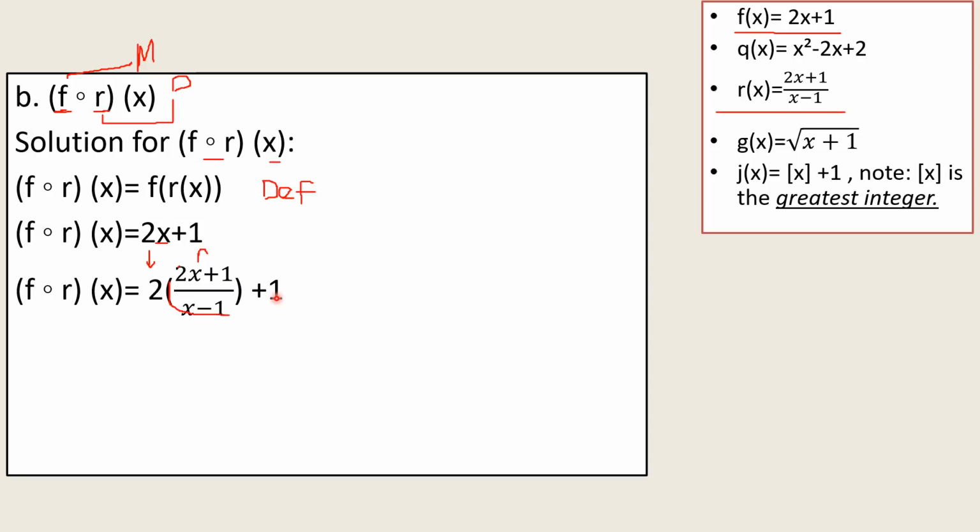Next, after we insert f and r, the next step is simplification. So we multiply 2 into the numerator. That would be the next process. So the composition of functions f and r of x is equal to 2 times the quantity 2x plus 1, then we copy the denominator, which is x minus 1, then plus 1. Let's take it slowly, okay?